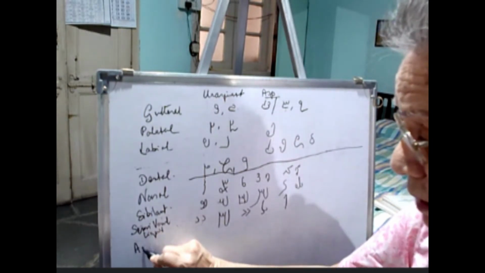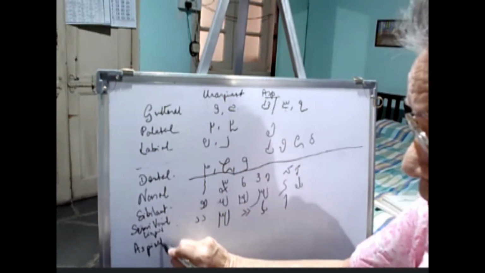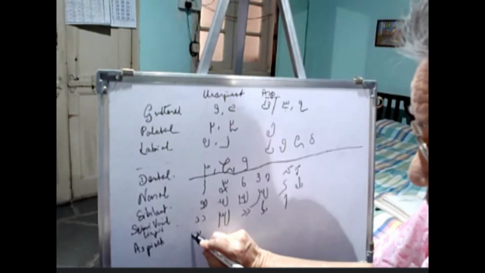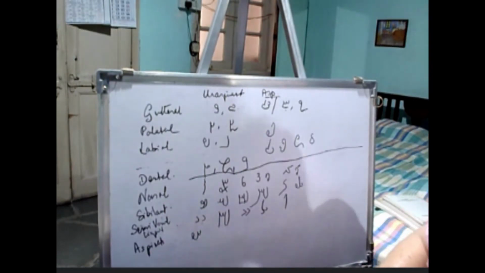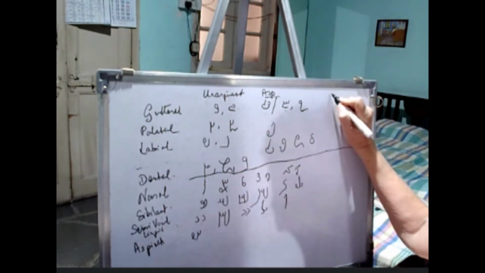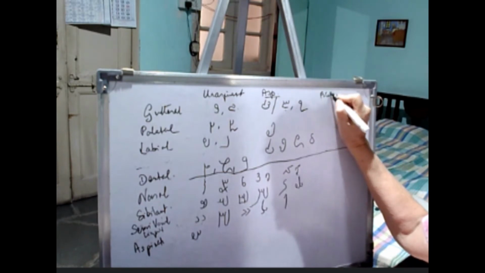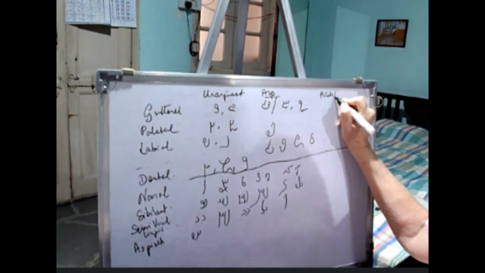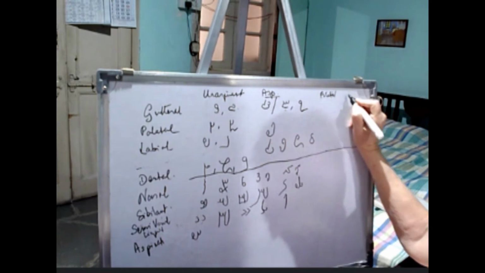Can you all see it? I'll otherwise go on the top. Aspiration is ha. Then bilabial is va, w. We'll write here bilabial. Labial is w.